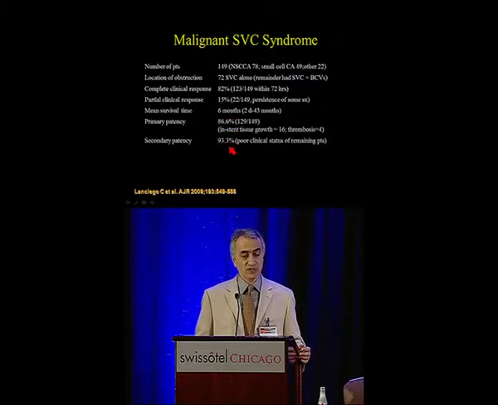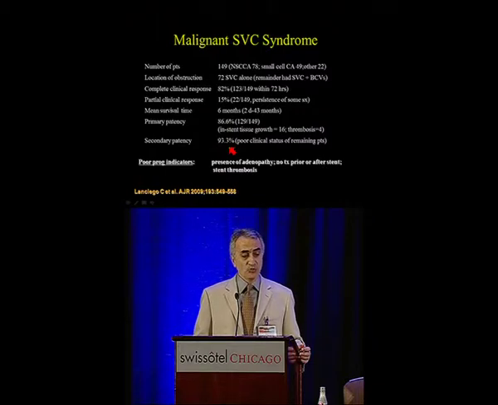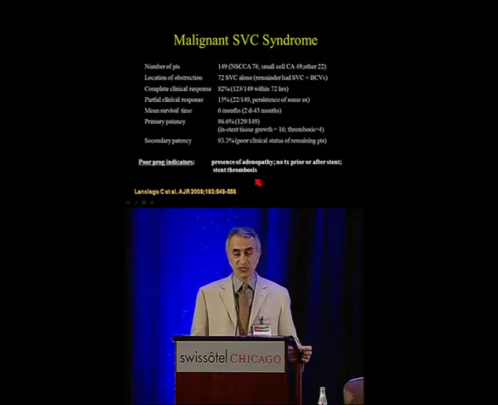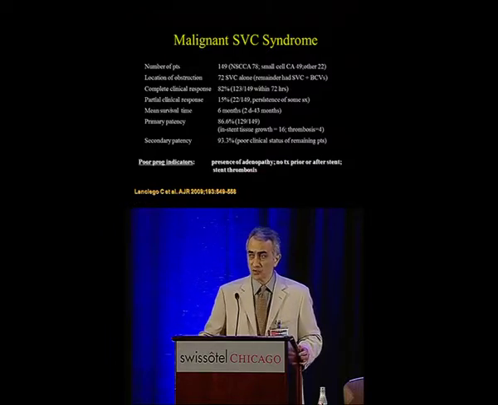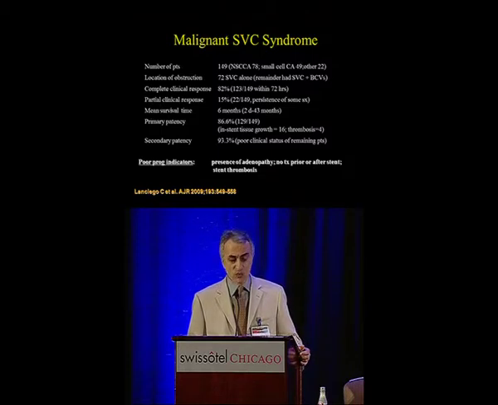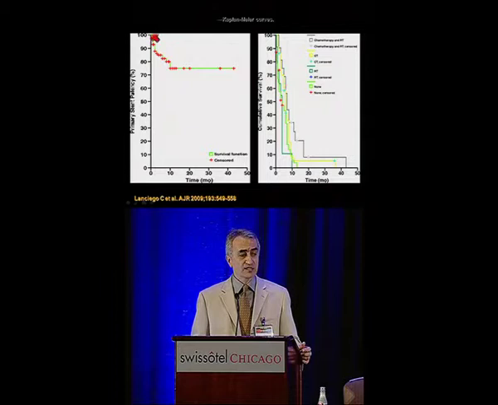Secondary patency much higher. Now, poor prognostic indications were presence of adenopathy, no treatment before or after stenting, and stent thrombosis. I totally agree with that stent thrombosis thing. In our malignant population, anytime there's stent thrombosis, even in the lower extremities, we know that that patient has a poor prognosis in terms of survival. This is the Kaplan-Meier curve for the stent patency, and these are survival curves showing those patients who don't get any treatment after stenting really die very quickly.